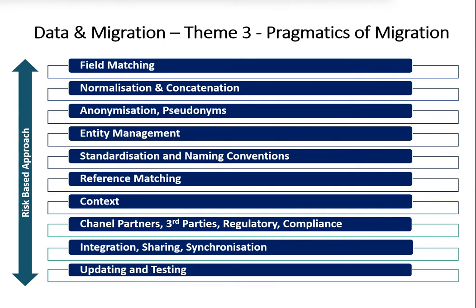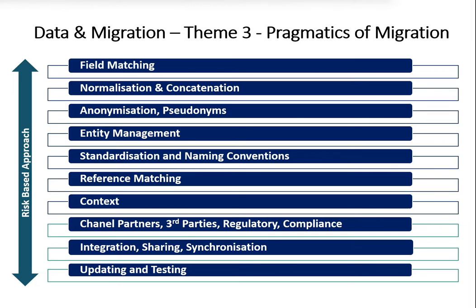Normalization and concatenation. Data may be joined together, concatenation, making it difficult to migrate to a new structure. In addition, differences in context, say, between people and organizations may not have been separated out. Normalization leading to errors in data migration.